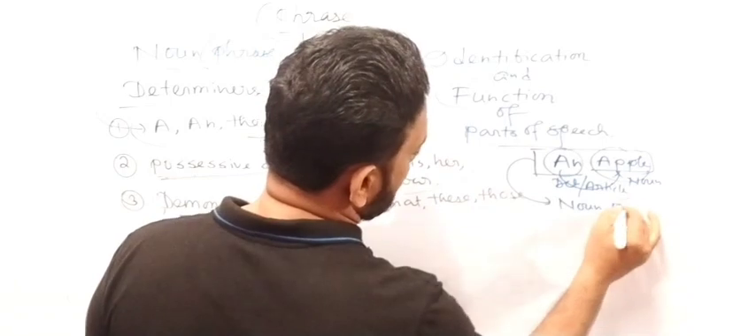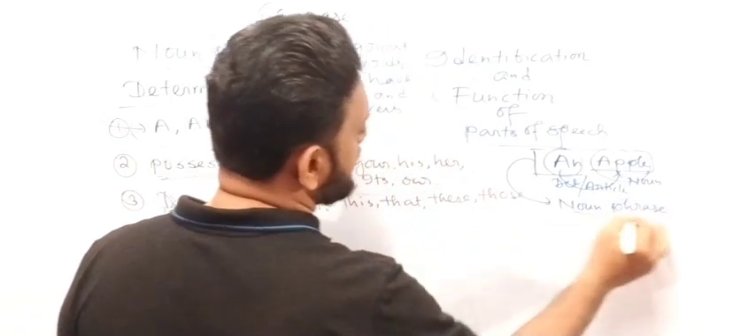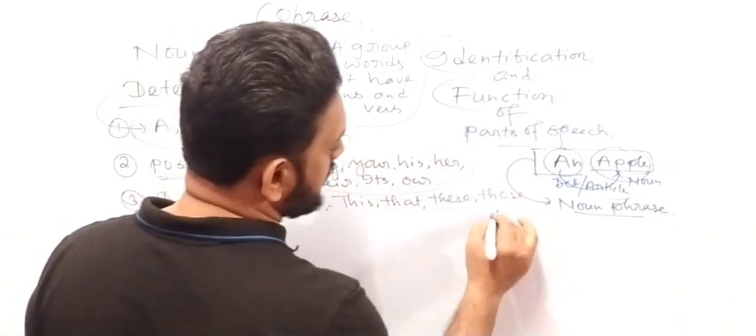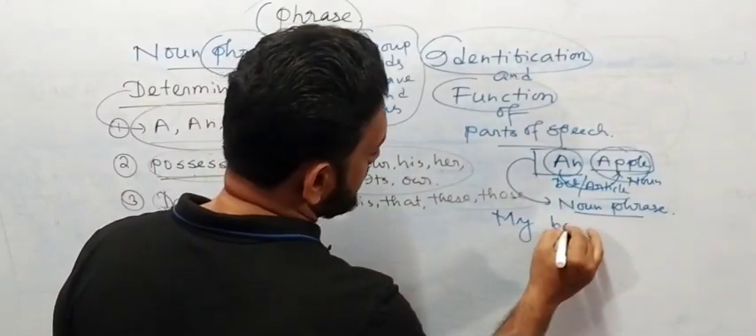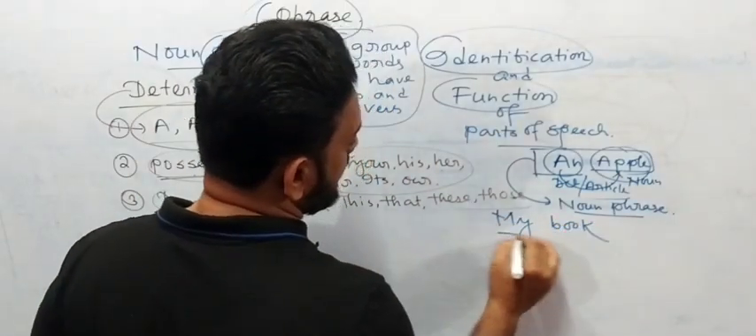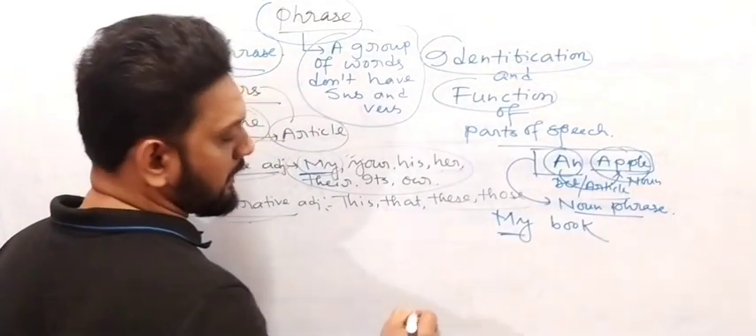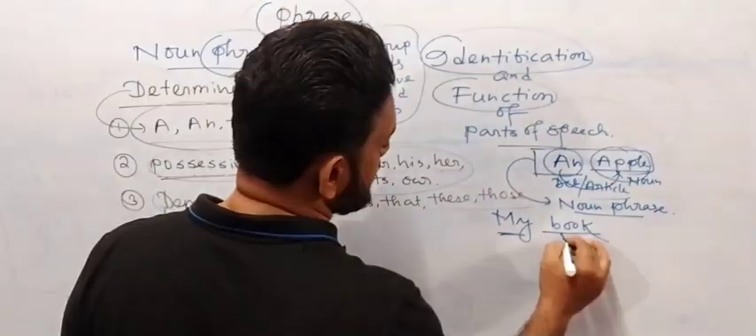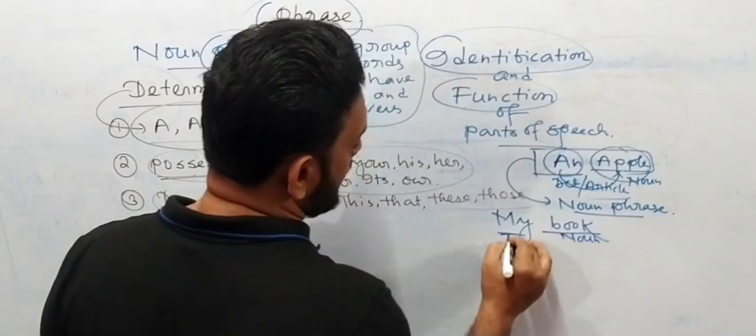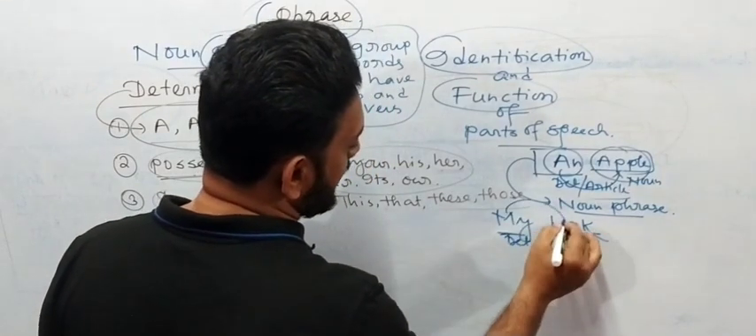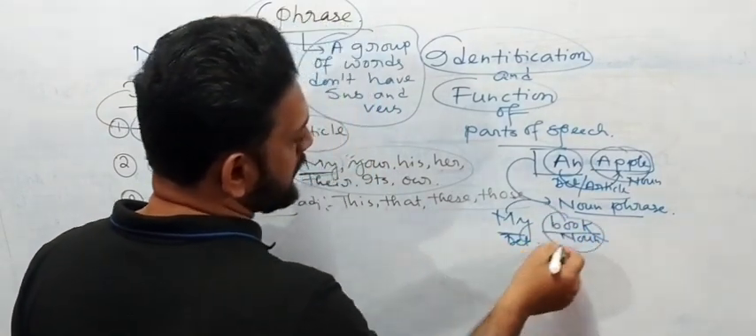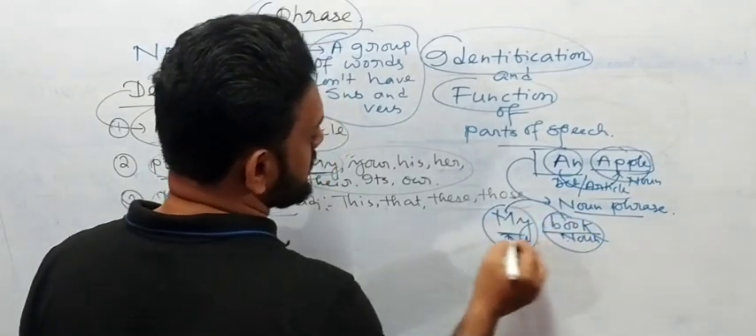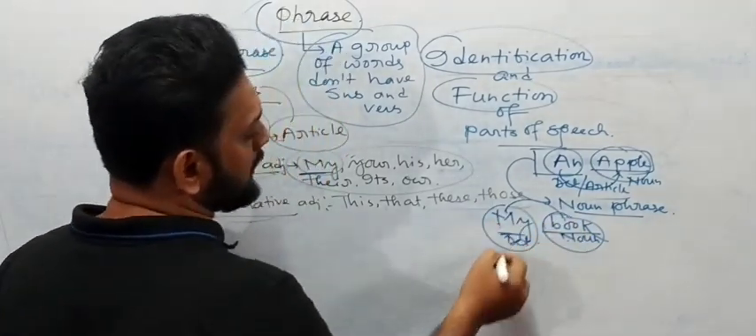What? They form a noun phrase. Got my point? So if I want to write an example from here, my book. If I write my book here, whose book is it? If I ask this question, whose book? It's my book. So book is a noun over here and my is a determiner. It identifies this noun, whose book? My book. Okay, so it identifies this noun, so it is called an identity based determiner.